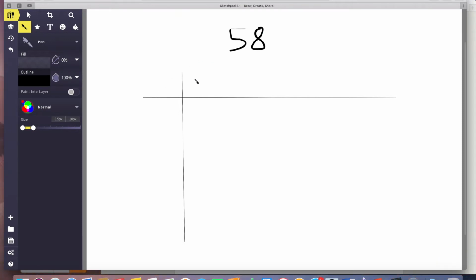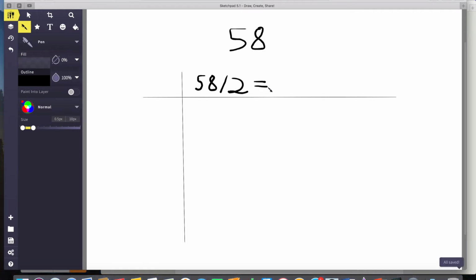If you take 58, you have to divide it by 2. By dividing it by 2, we get 58 divided by 2 equals 29. Let me calculate it too to make sure. Yeah, it is 29. Now let's decide what to do next. It doesn't have a remainder, so it will be 0. If there is a remainder, then it will be 1.